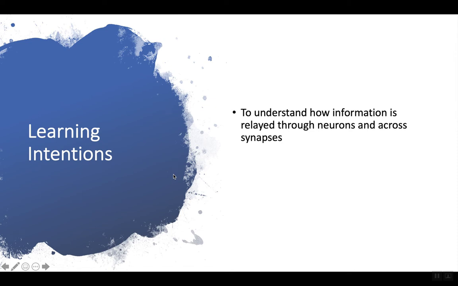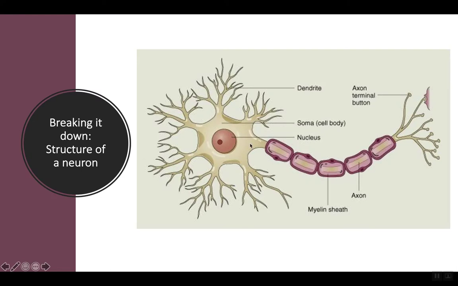Video 4, now we're going to look at how we actually pass this information through the nerves or neurons and across the synapses. The synapses are joined between two neurons. So, the structure of it. We have dendrites, we have an axon, and we have a cell body. The cell body is the big bit, which contains the nucleus. The dendrite is the bit that receives the impulse, and the axon is the bit which passes it on.